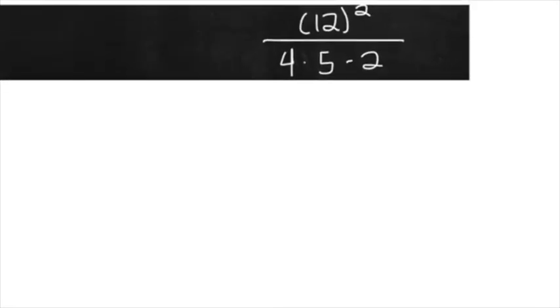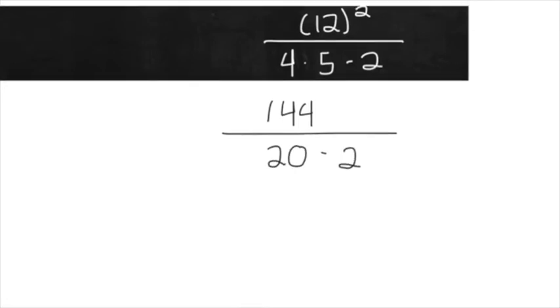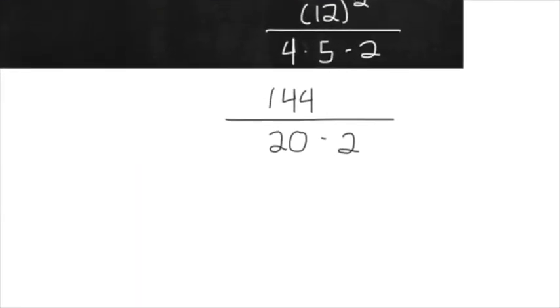Okay, let's go ahead and evaluate this with our order of operations. Exponents first, 12 squared is 144. All over, do multiplication first. 4 times 5 equals 20, minus 2. So we have 144, oops, can't forget my equal sign, 144 all over 18, which gives us our answer of 8.